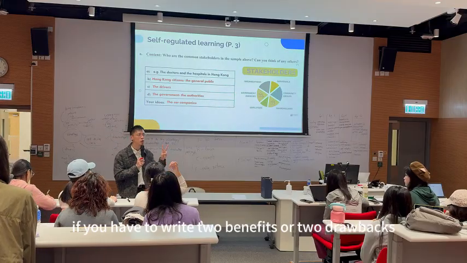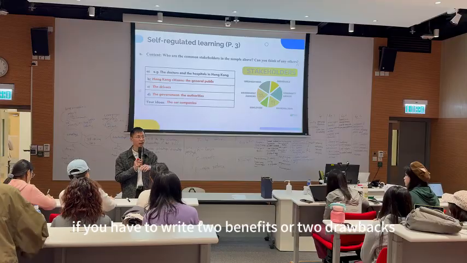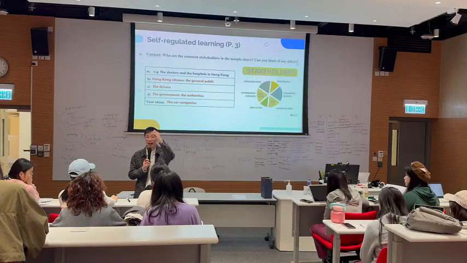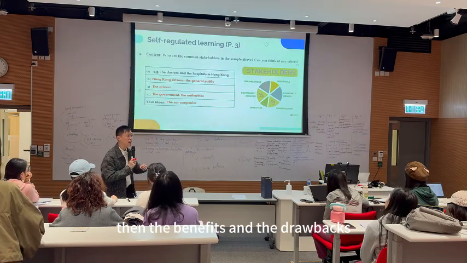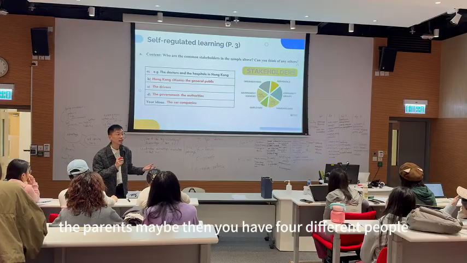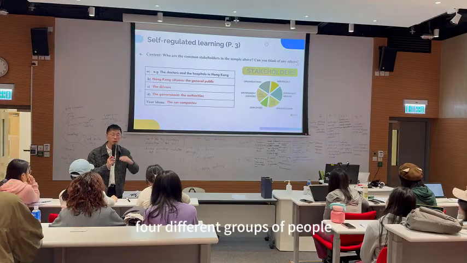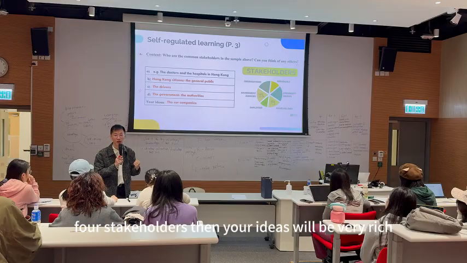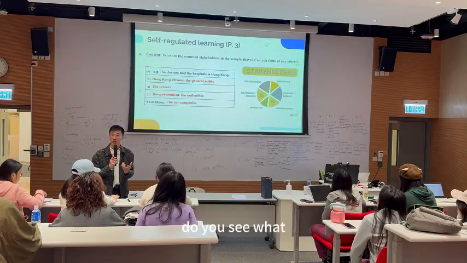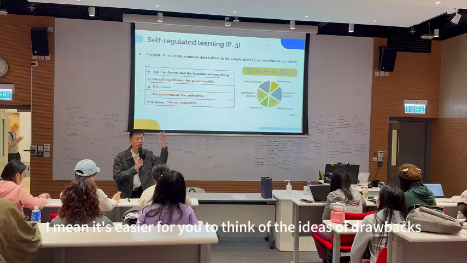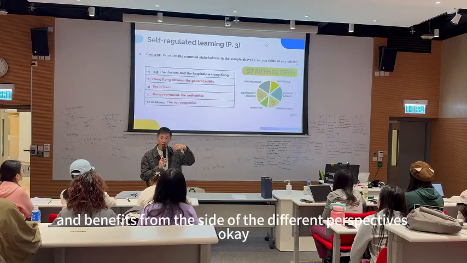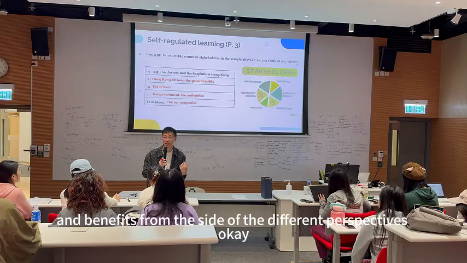Okay, if you have to write 2 benefits or 2 drawbacks, one is for the government, one is for the car manufacturers. Then the benefits and the drawbacks, the bus drivers, okay, the parents maybe. Then you have 4 different groups of people, 4 stakeholders. Then your ideas will be very rich. Do you see what I mean? It's easier for you to think of the ideas of drawbacks and benefits from the side of the different perspectives.